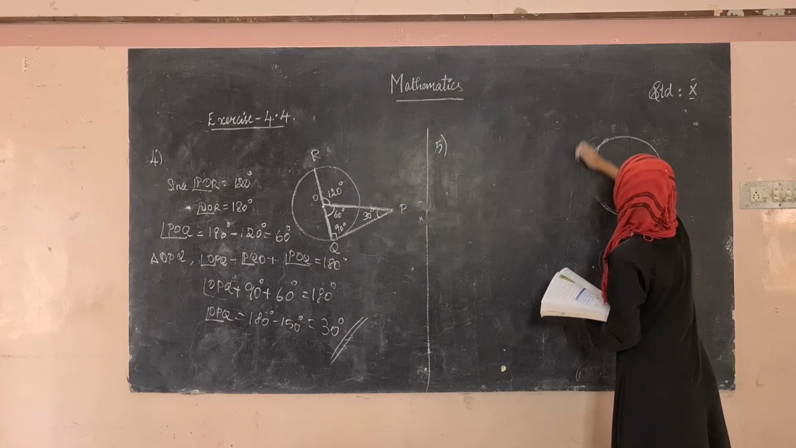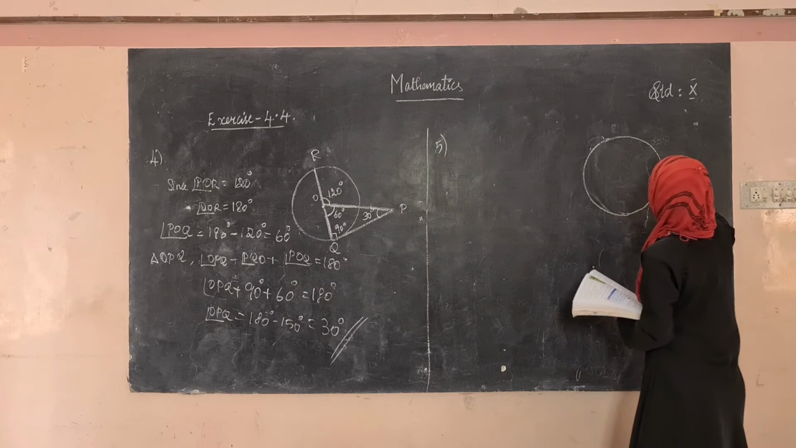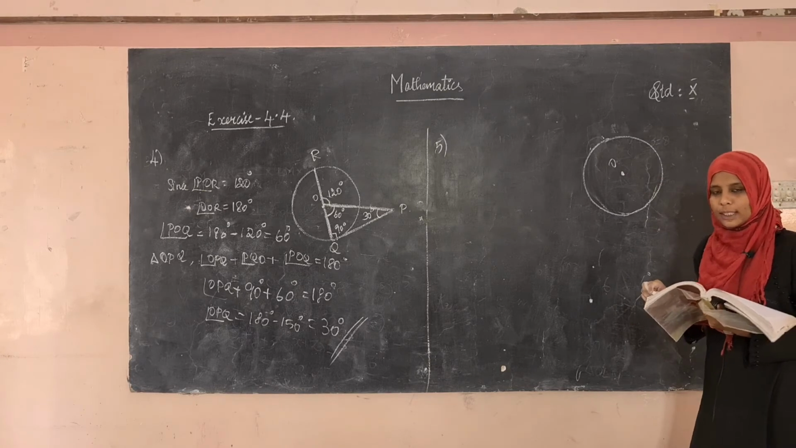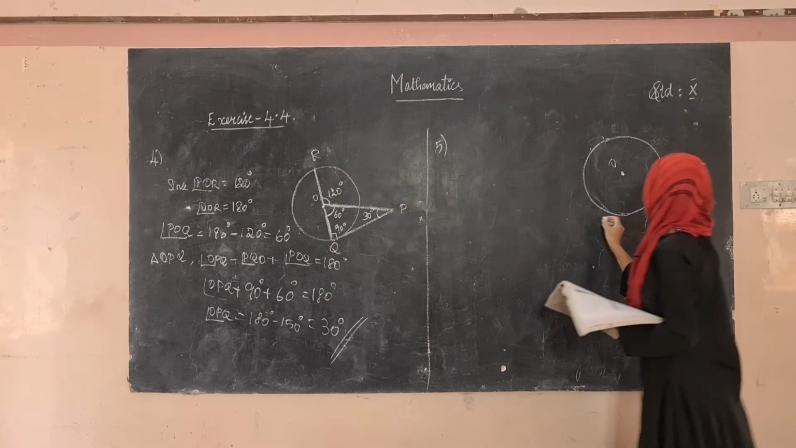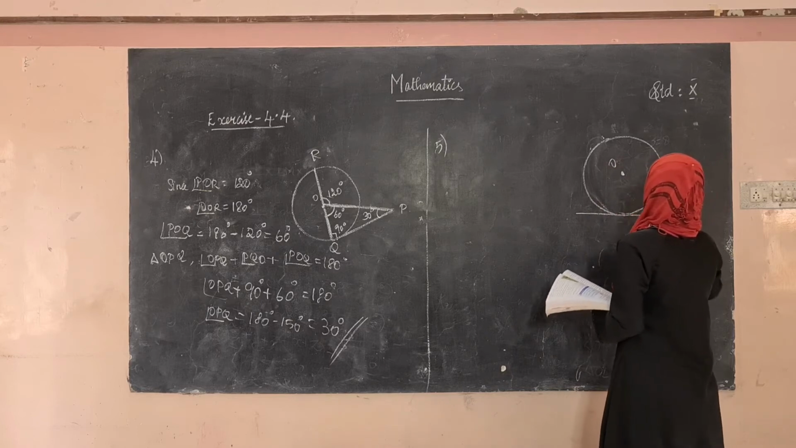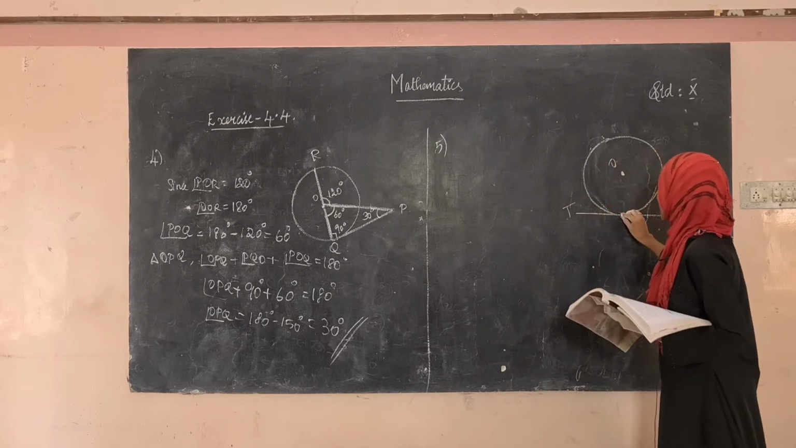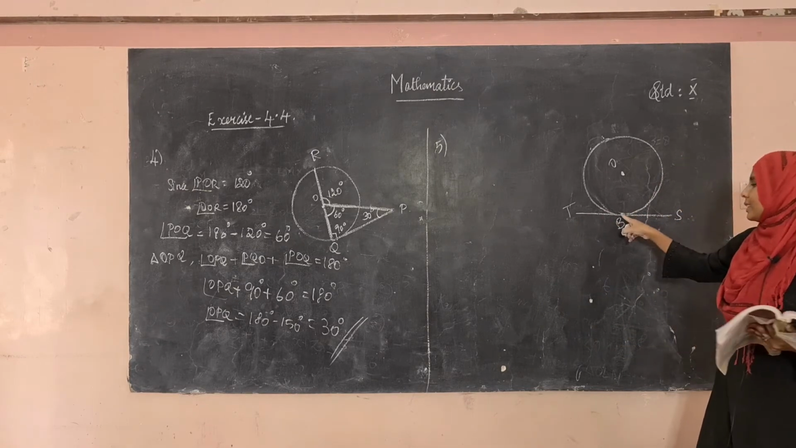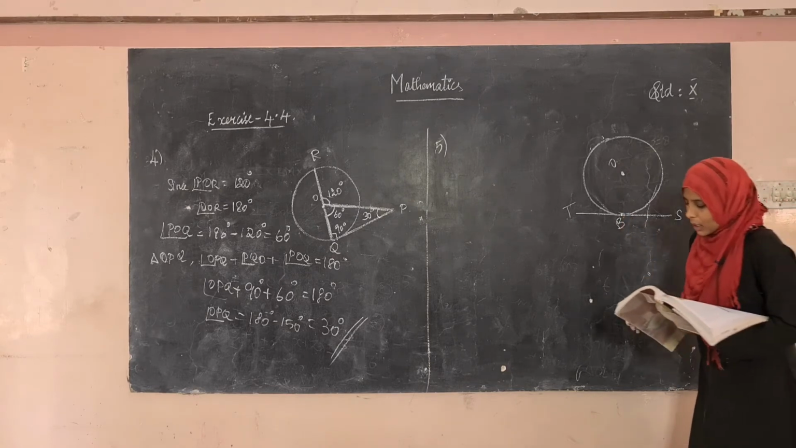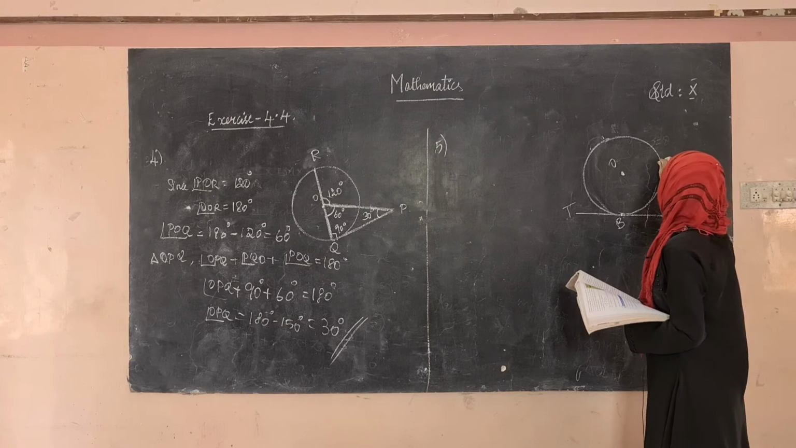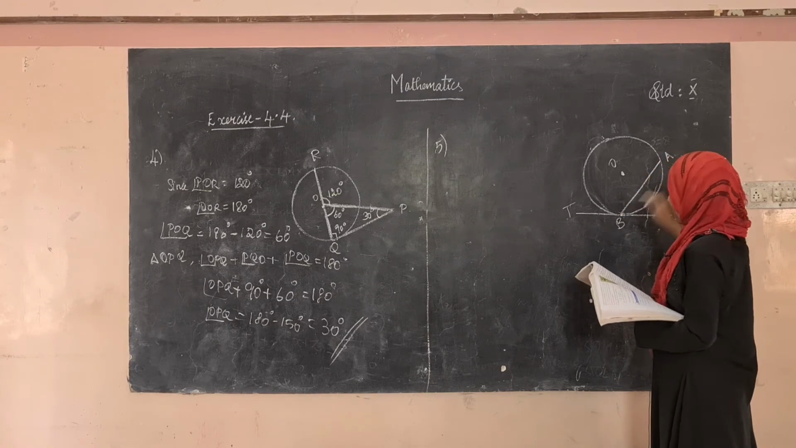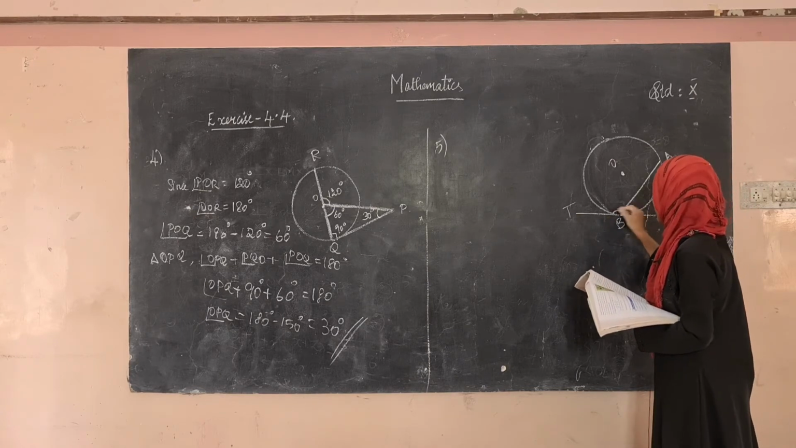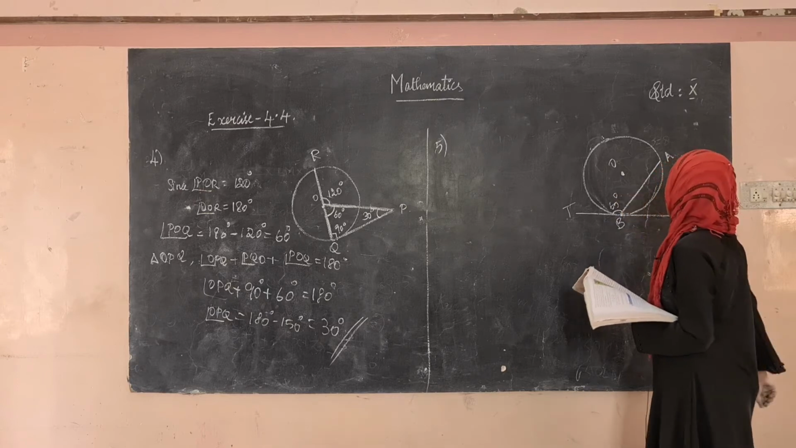So let this be the circle, and let the center be O. In the question they have given that O is the center of the circle. Okay, so ST is the tangent. It is touching the circle at the point B. Now let ST be the tangent and the tangent is touching the circle at the point B. AB is a chord, let this be AB. AB is a chord such that ABT is equal to 65 degrees. This is 65 degrees. Find AOB.